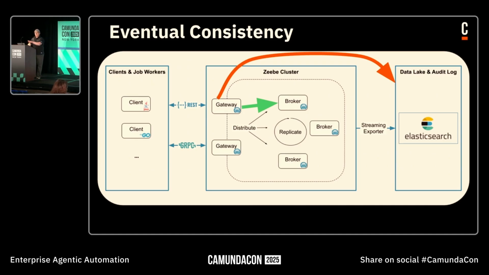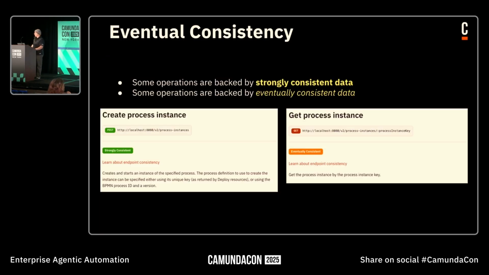So generating the documentation from the specification, as Toby pointed out, enables us to clearly mark each of the endpoints with its consistency. So the green one there is strongly consistent. The orange one is eventually consistent. So I create a process instance, strongly consistent. I get the process instance, eventually consistent.